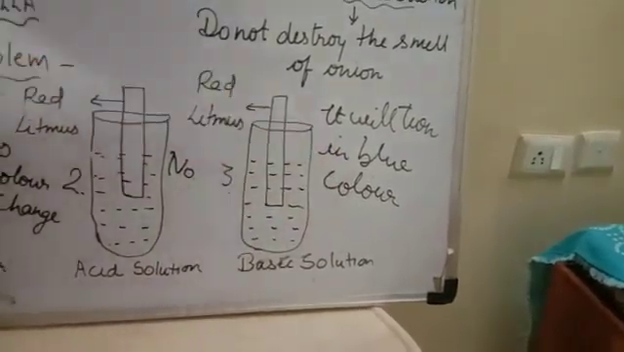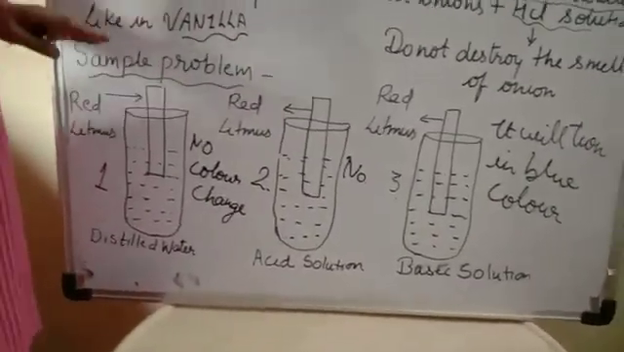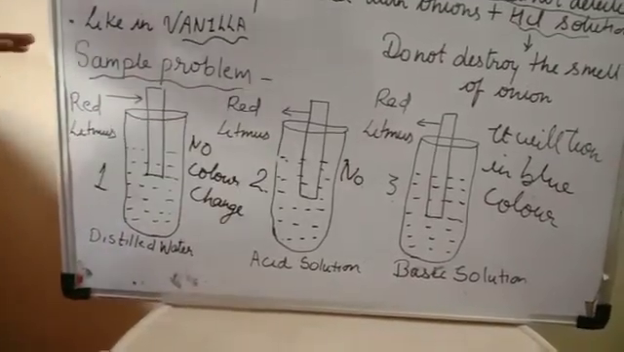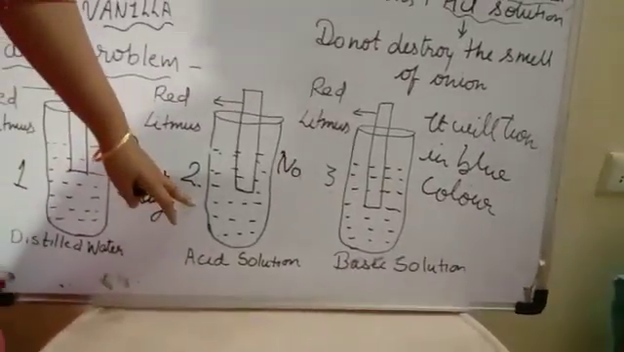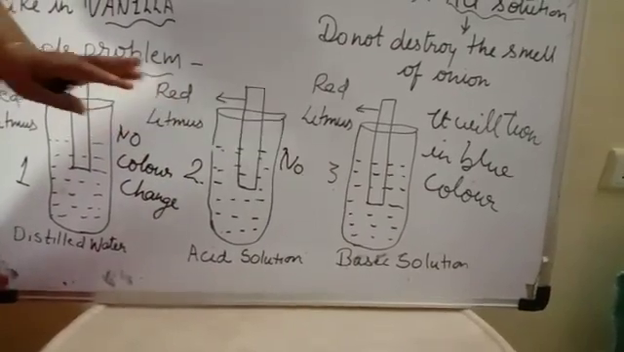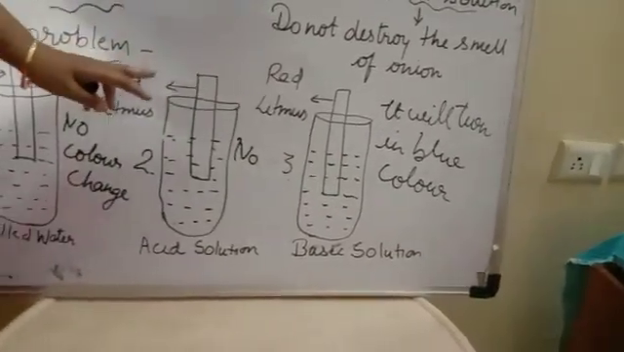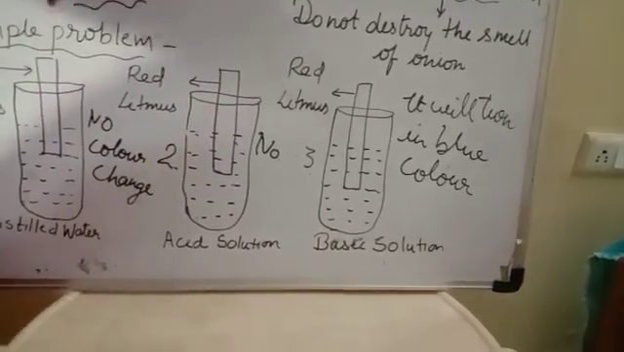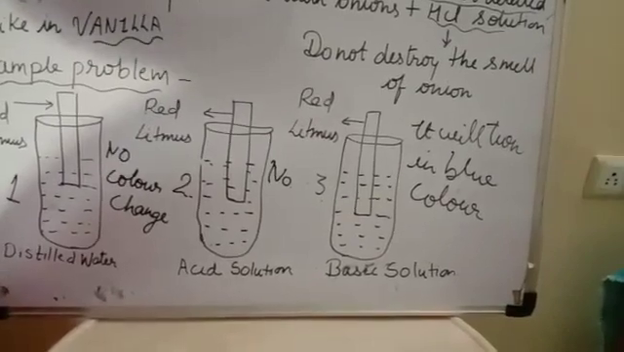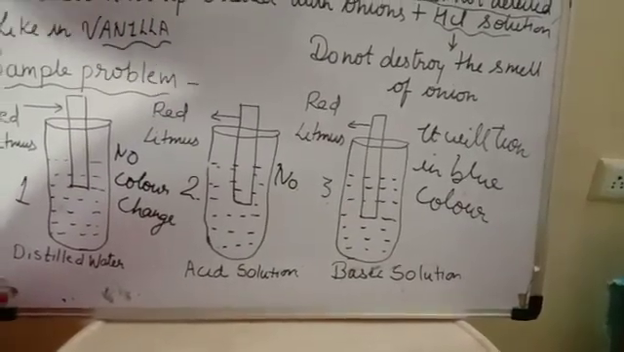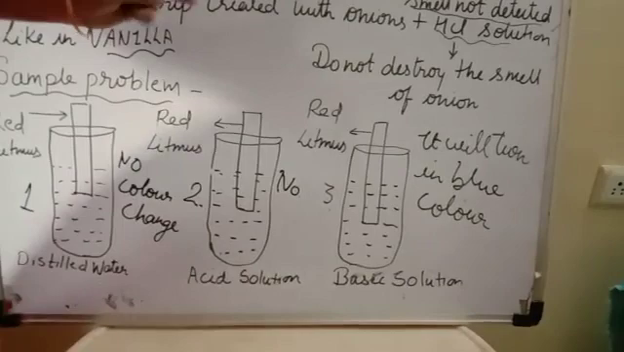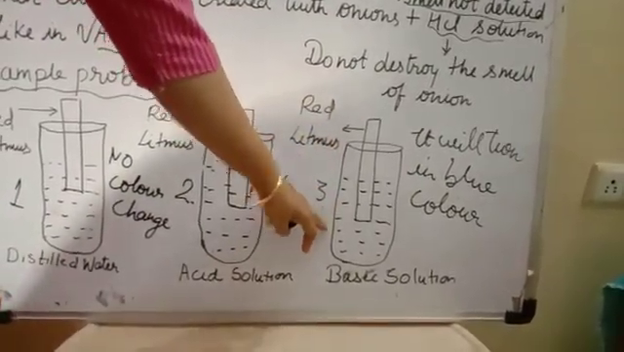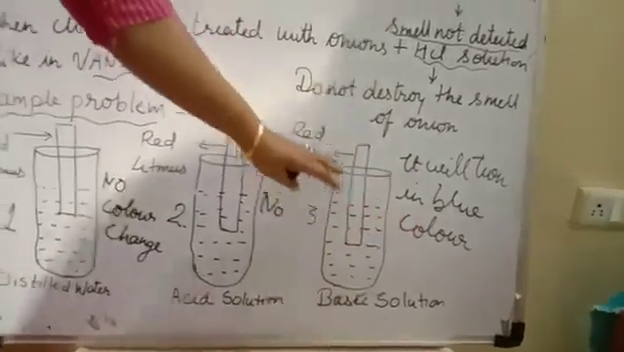So like this, we can identify the color change. In the first, I have taken distilled water, no color change. Second, I have taken the acid solution and dipped the red litmus paper, no color change. But if I dip blue litmus paper into the acid solution, there will be a change of color, because it will change into red color. And in the third, we have dipped the red litmus into the basic solution, it will turn blue in color. Okay, thanks.